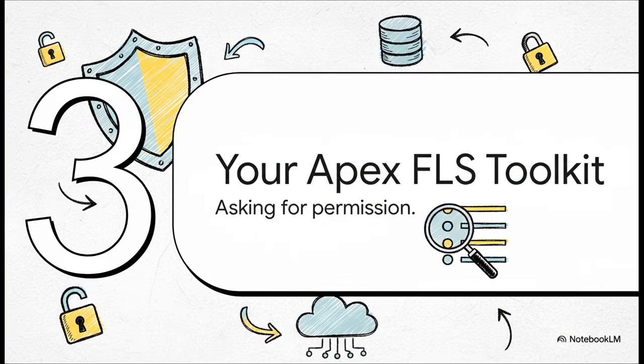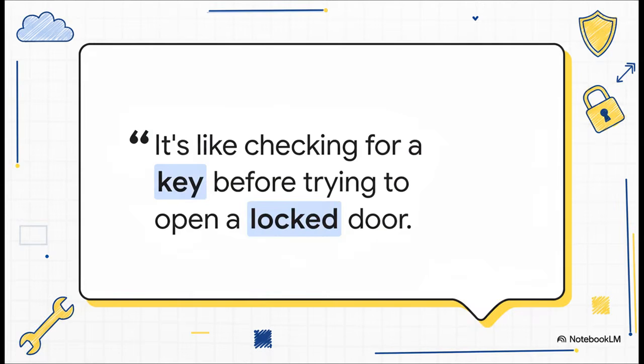But here's the fantastic news. We don't have to code blind and just hope for the best. Salesforce gives us an amazing built-in toolkit so our Apex can actually ask for permission before it tries to do anything. The best way to think about this is a really simple analogy. Checking for FLS is just like checking your keychain for the right key before you try to open a locked door. Reading a field, that's one door. Updating a field, that's another door. And each one needs its own specific key.